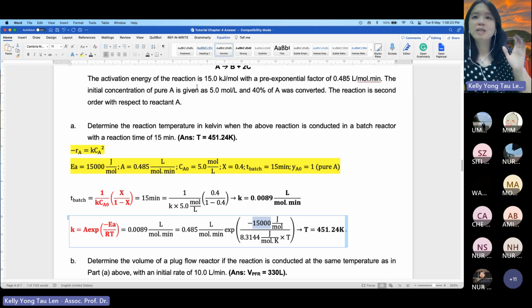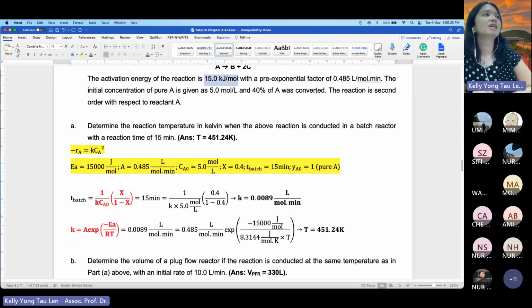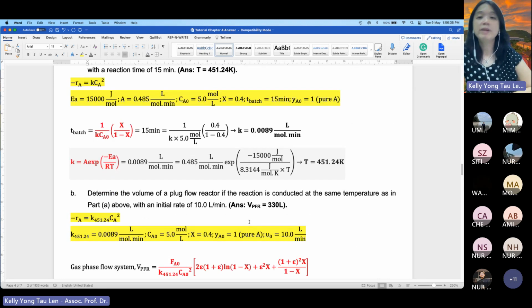Okay. Dalam ni, EA dia 15 kilojoule per mole. Sebab saya tukar 15,000. Don't forget equation dia ada negatif EA per RT. Sebab tu ada nilai negatif kat depan. Okay. Right. Mimi dah clear ke? Mimi dah okay ke? Okay. Alright. Thank you.